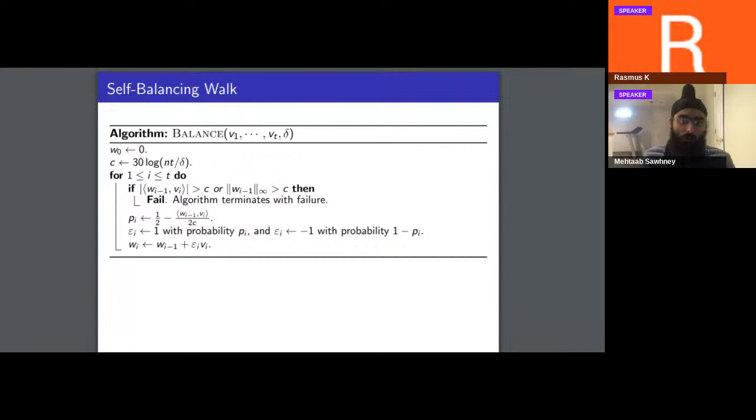What you're going to do is look at the inner product between your current partial sum, w_{i-1}, and your next vector, v_i. And based on this partial sum, you're going to assign probabilities. So if this partial sum is extremely positive, or very large, then you're going to choose the negative sign with higher probability, because this is going to decrease the length more. And if it's very negative, then you're going to choose the positive sign, because this also decreases the length. So in particular, the probability you choose is p_i = 1/2 minus the inner product over 2c. And c is just this cutoff parameter. And then you just update your vector.